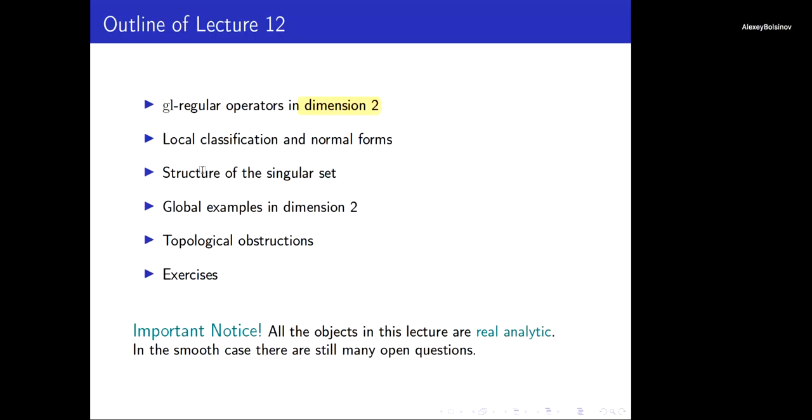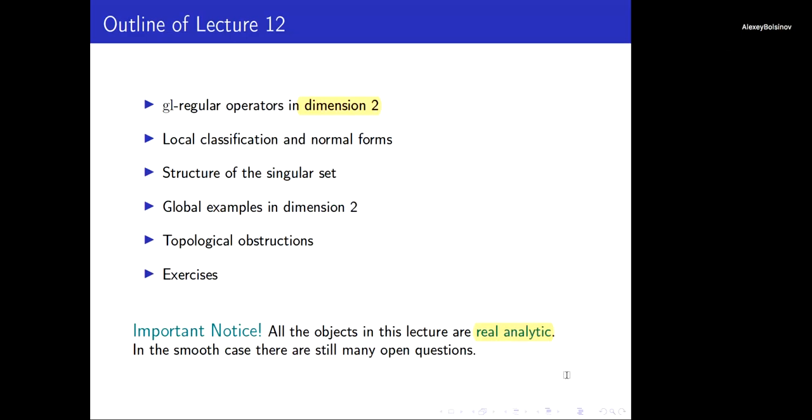we will be able to see the first non-trivial topological obstructions for existence of Nijenhuis operators with special properties, of course, like GL regularity. Topological obstructions in the sense that we will see that not every two-dimensional compact surface may admit such operators. And as usual, we'll finish with exercises. What is important, we are going to assume that all the objects we're dealing with today are real analytic.